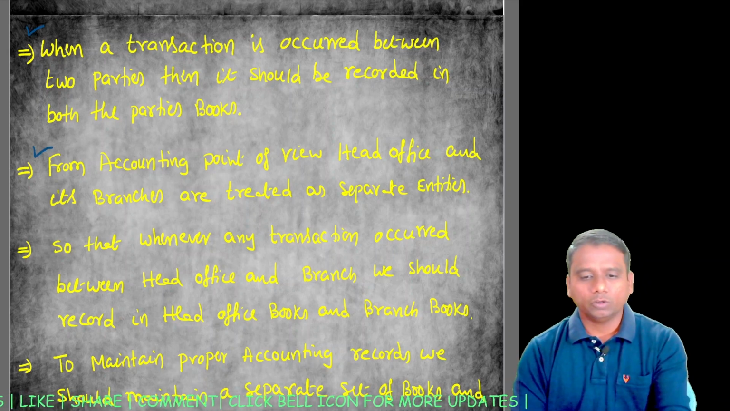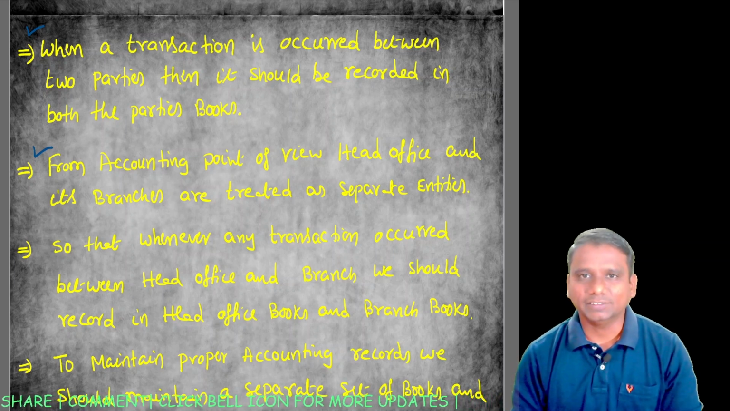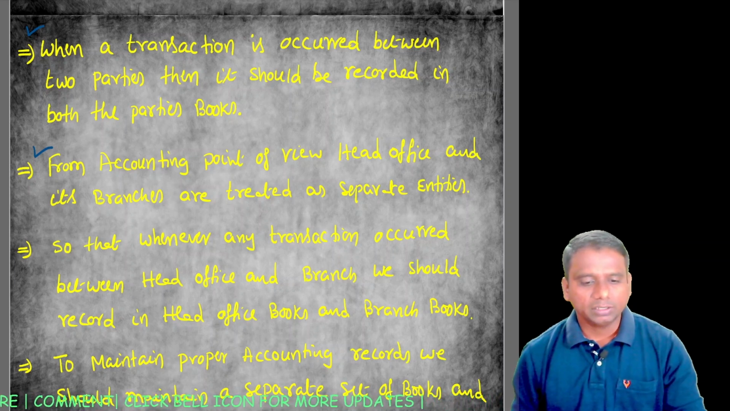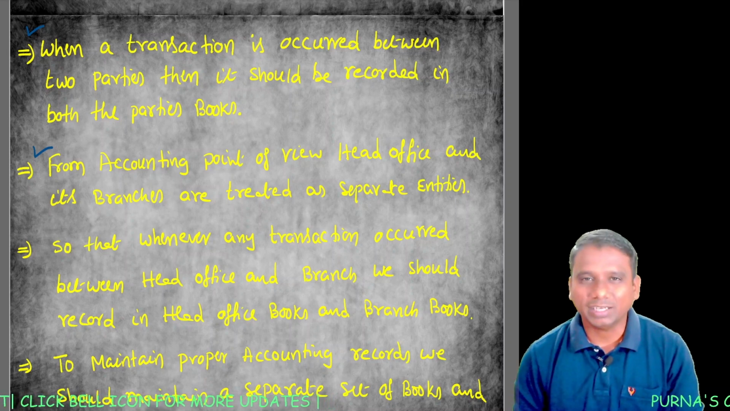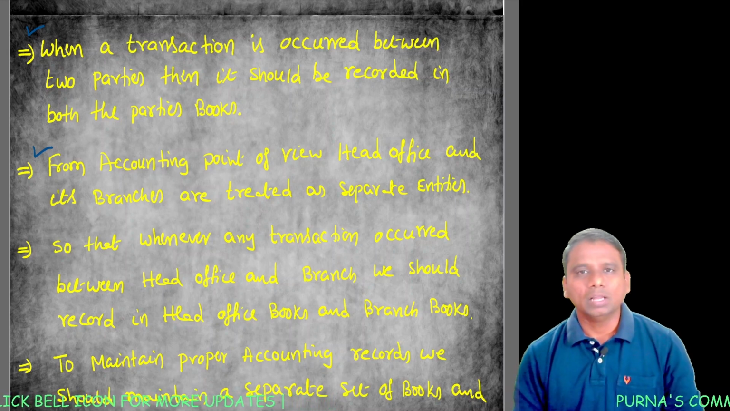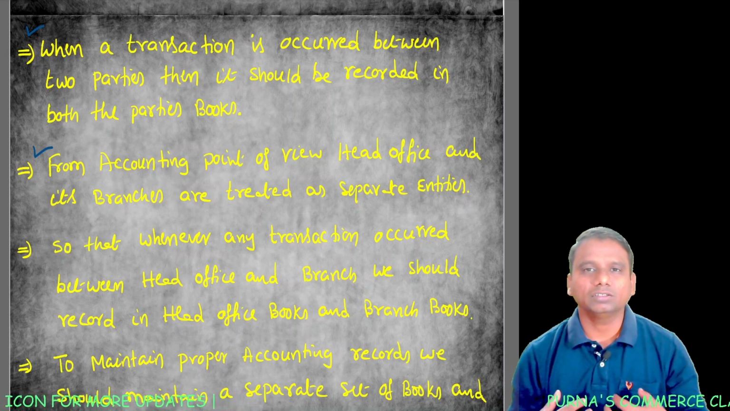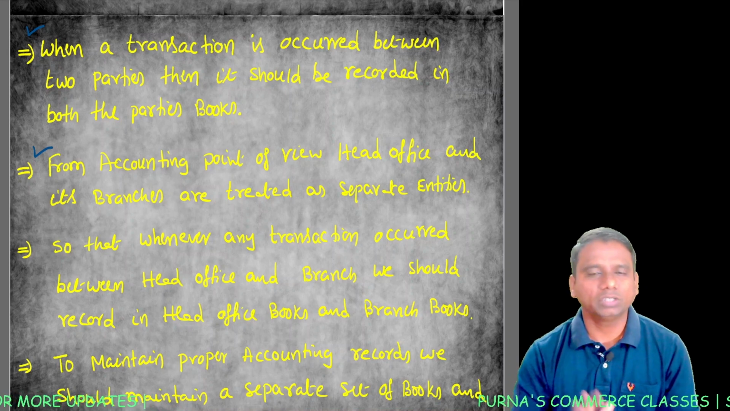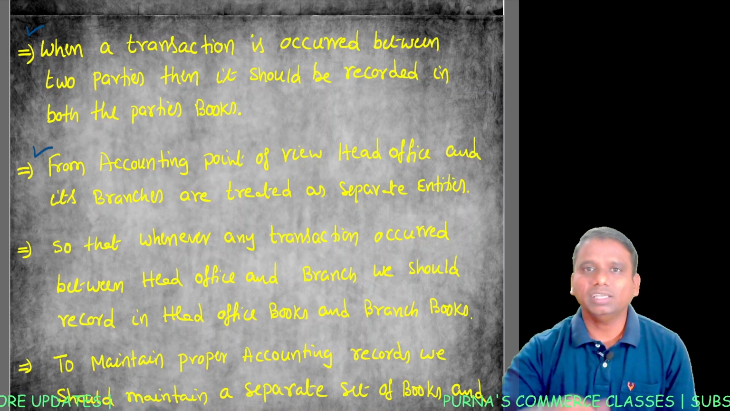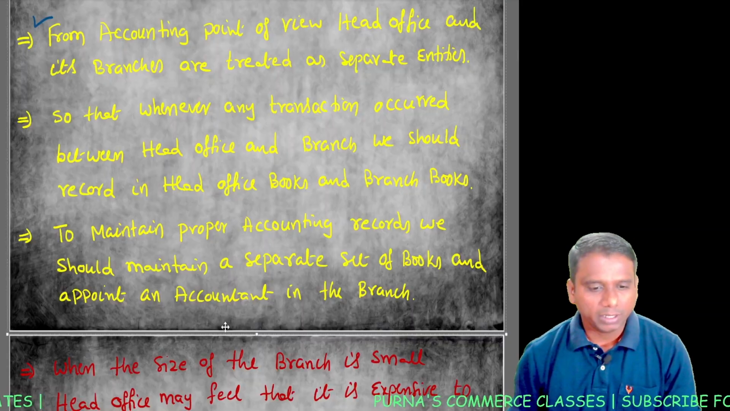From an accounting point of view, head office and its branches are treated as separate entities. So whenever any transaction occurs between head office and branch, we should record it in the head office books as well as the branch books. Yes or no? Because between head office and branch, there are so many transactions. So when a transaction happens, both the parties should record it in their books of accounts. This is our main assumption. Okay, but here what is happening?